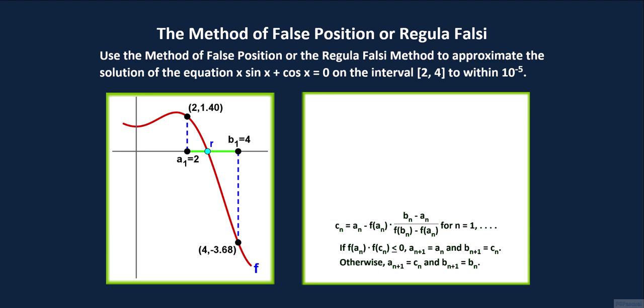We are going to use the software Mathematica for our calculations. First, we define f of x. f of x equals x times sine x plus cosine x. The first left endpoint a sub 1 is 2, and the first right endpoint b sub 1 is 4. Because the method of false position is recursive in nature, we use a do loop.